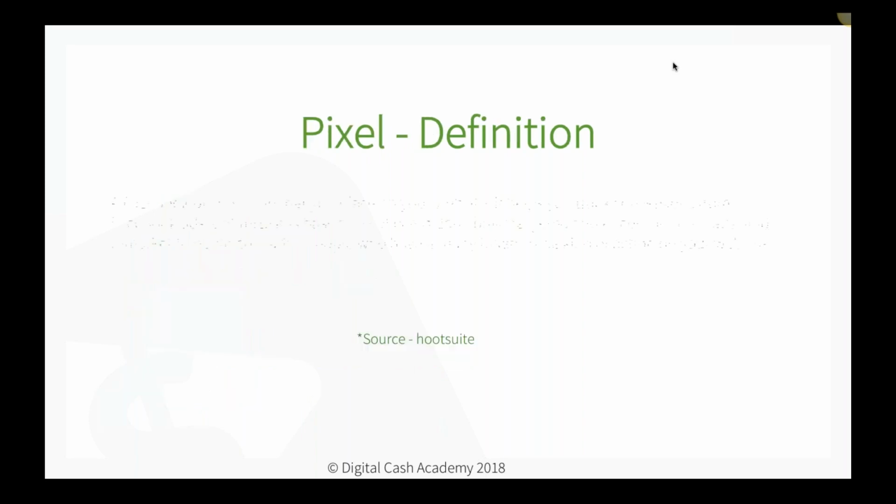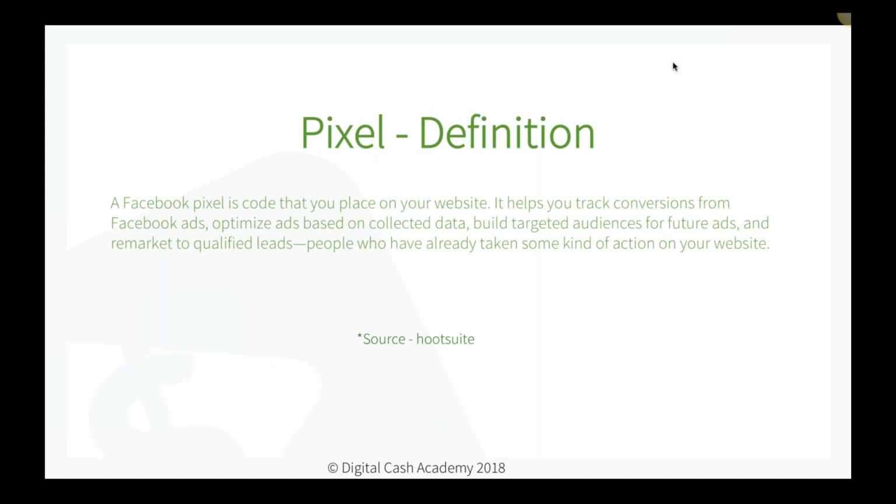We'll define that. I'll put it on the screen here. Now, this is the Hootsuite definition, but basically it's just code that you're placing on your website, okay? And don't get scared when I say code because a lot of people say, well, I can't do coding. You don't have to. I'm going to show you how to do this. It's going to be really easy once you understand it.